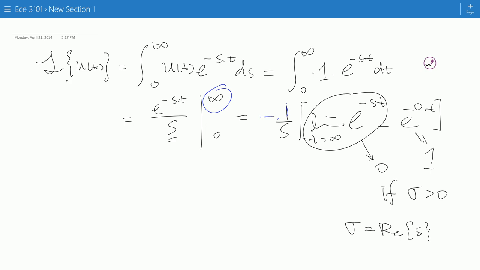Okay. So, to sum it up, this is going to be equal to what? You have negative 1 over s, you have negative 1 here, so altogether, we're going to have just 1 over s.